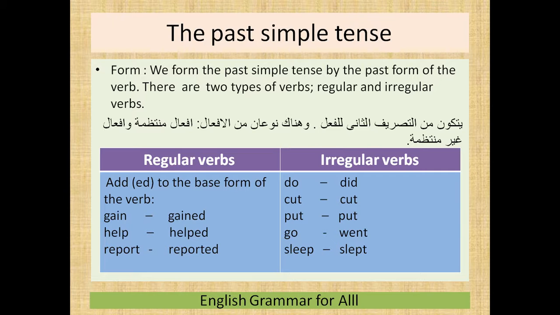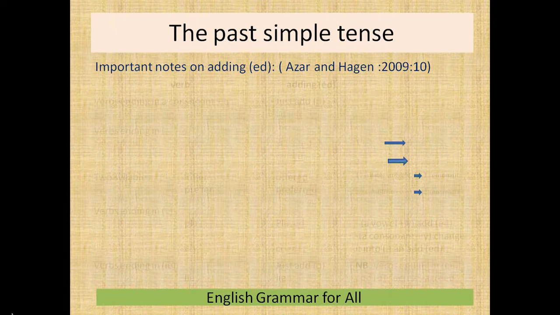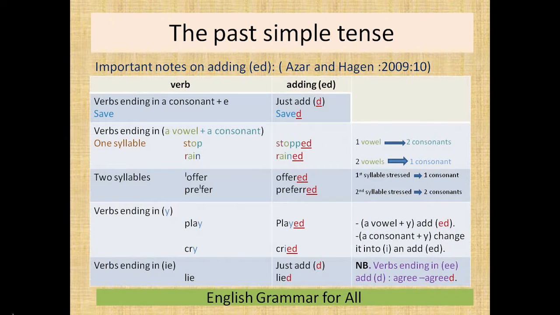Some examples for the irregular verbs: we have the verb do, past form is did, cut, cut, put, put, go, went, sleep, slept. Now we come to some important notes on adding the ed to the verb. Verbs ending in a consonant plus e, we just add the d. For example the verb save, the past form is saved. Verbs ending in a vowel plus a consonant, like for example the verbs stop and rain.